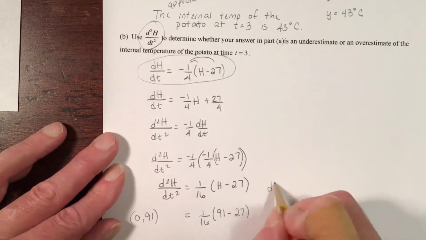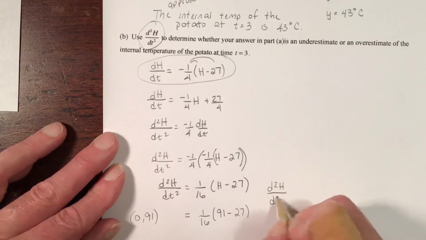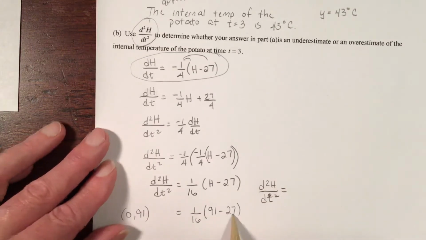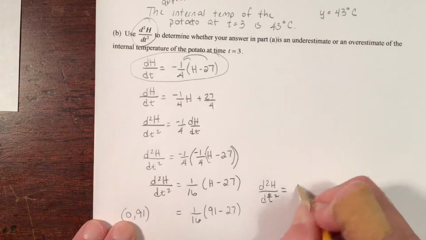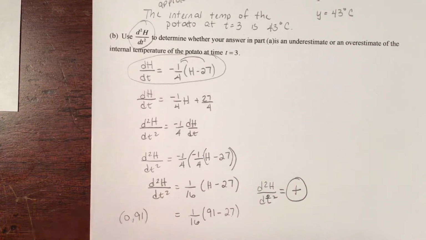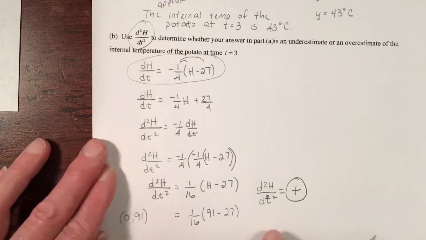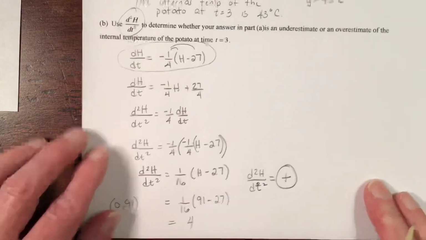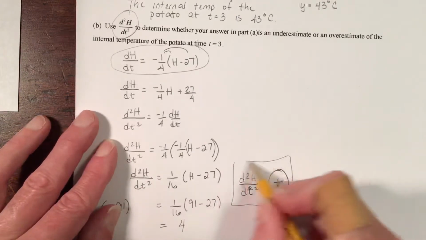And my second derivative now, this would be 64. It's going to be a positive value. I don't care what the actual number is. I only care if this number is positive or negative. It basically works out to be positive 4, if you were actually concerned with the number. However, we only need to use this information.